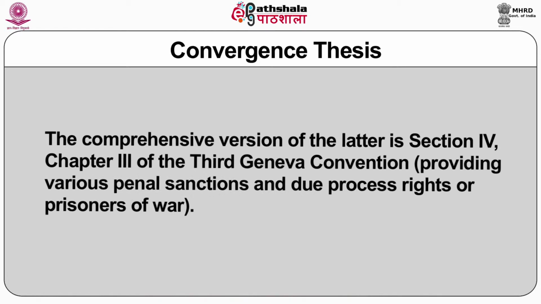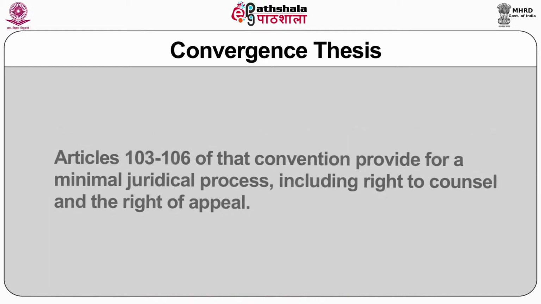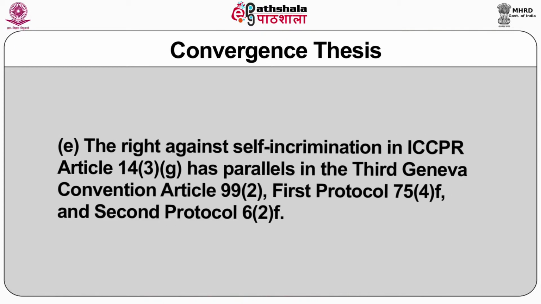The comprehensive version of the latter is Section 4, Chapter 3 of the Third Geneva Convention, which provides various penal sanctions and due process rights of prisoners of war. Then Articles 103 to 106 of that convention provide for a minimal juridical process, including a right to counsel and the right of appeal. We won't stop here.